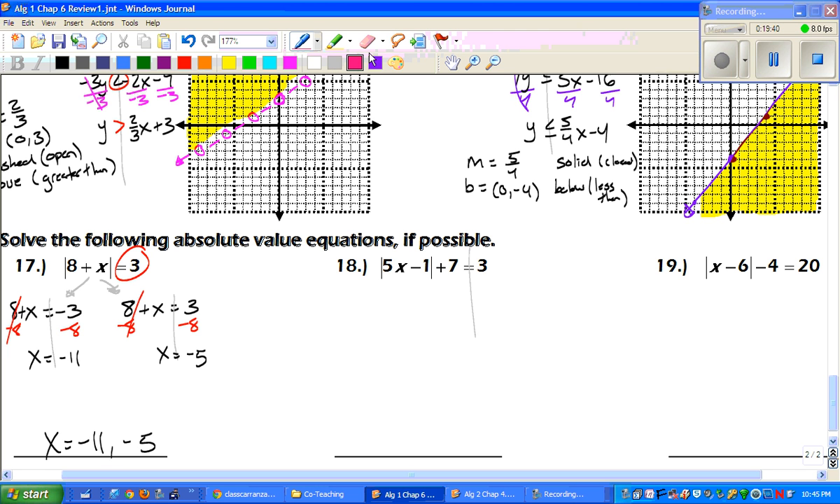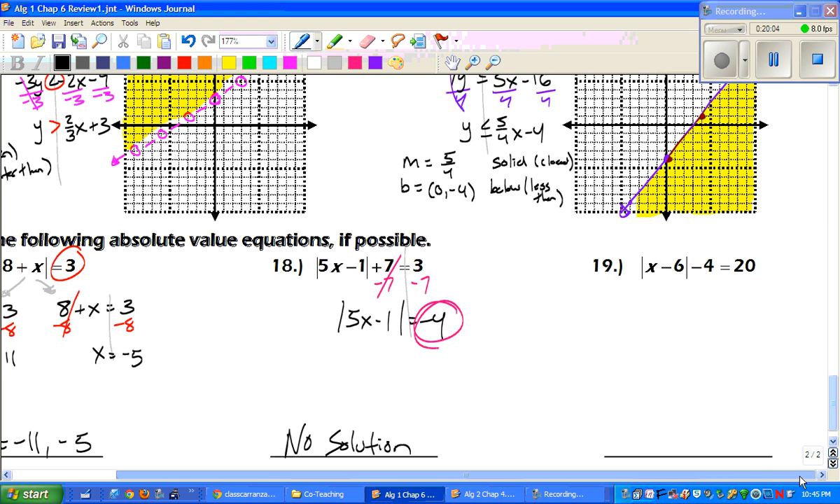Okay, so we've got a number on the outside. First thing we have to do is set up and get the absolute value all by itself. Okay, you can't have a negative number. Absolute value cannot equal that. So our answer is no solution. Okay, last one over here.